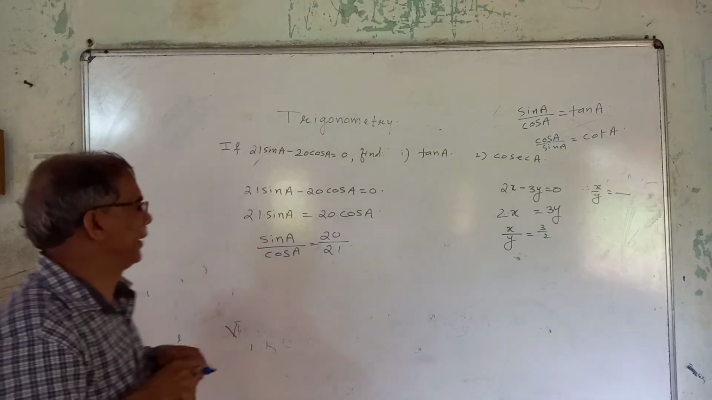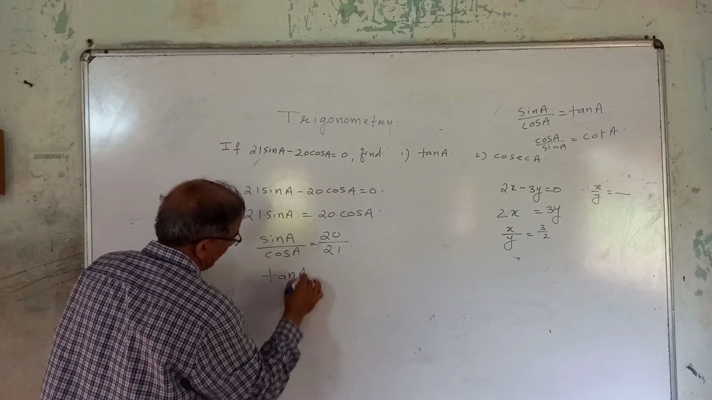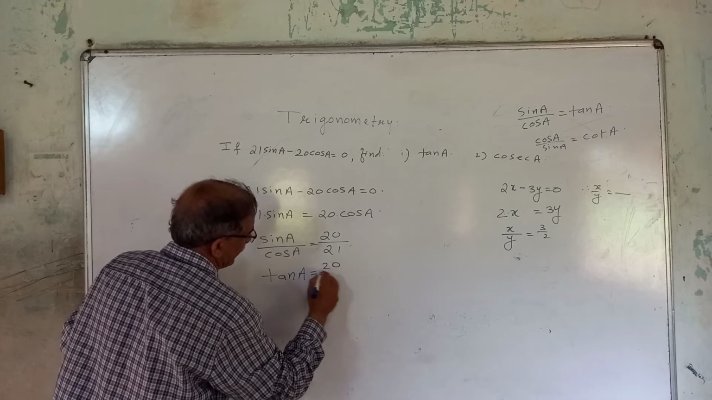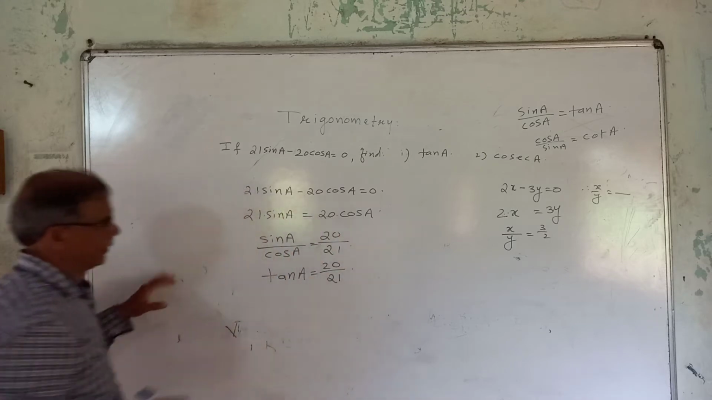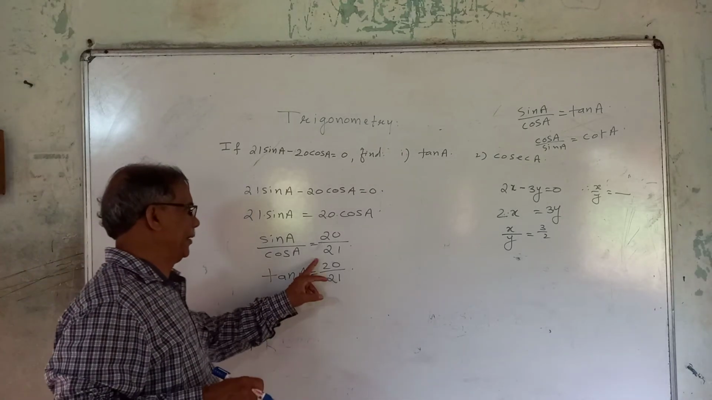So now you have to remember this. So this sin A upon cos A means what? Tan A is equal to 20 upon 21. So we have obtained the trigonometric ratio of acute angle A.